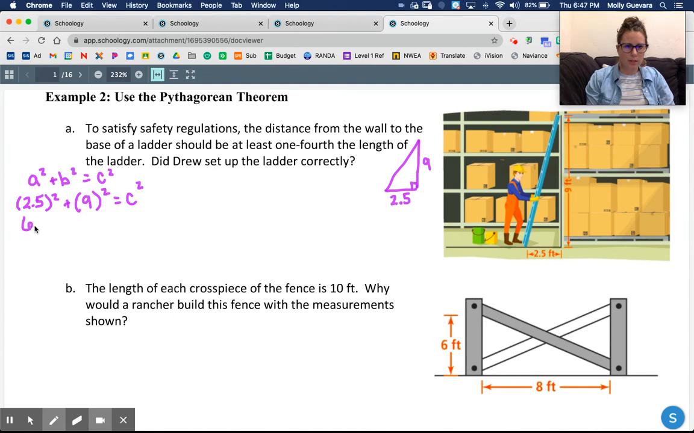2.5 squared is 6.25, plus 9 squared is 81, equals c squared. We're just combining like terms, so we're going to add them together. 87.25 equals c squared. But I want c, not c squared, so I'm going to take the square root. So I get the square root of 87.25 equals c. Now, because this is a decimal, we don't need to try to do a factor tree here.